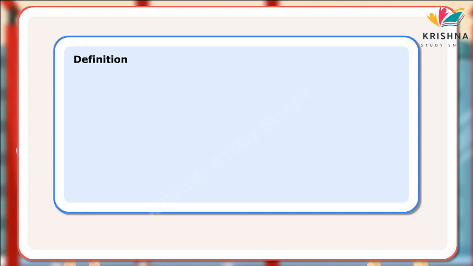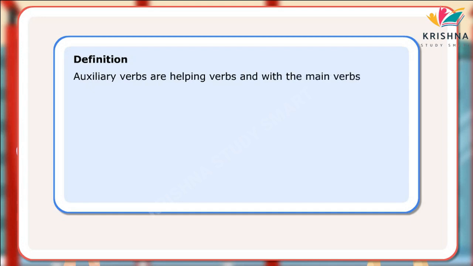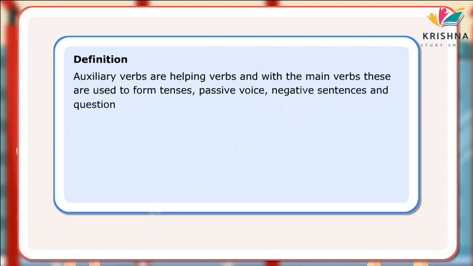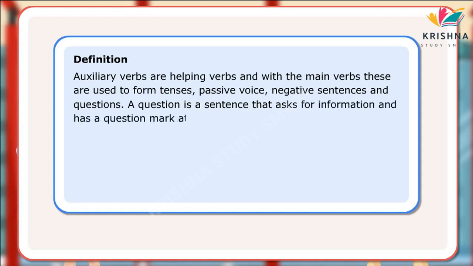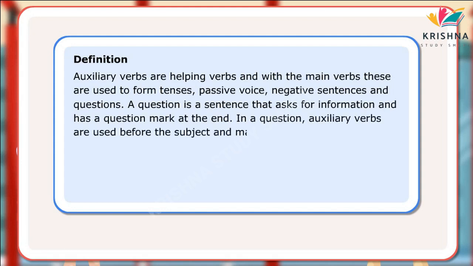Definition: auxiliary verbs are helping verbs, and with the main verbs, these are used to form tenses, passive voice, negative sentences, and questions. A question is a sentence that asks for information and has a question mark at the end. In a question, auxiliary verbs are used before the subject and main verb afterwards. Auxiliary verbs are be, have, and do.